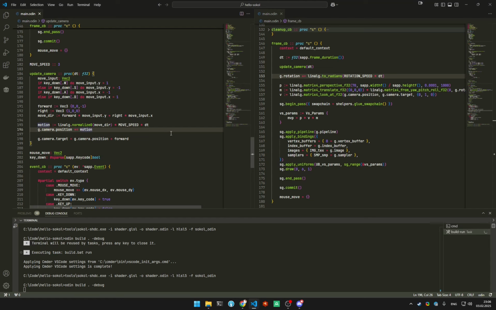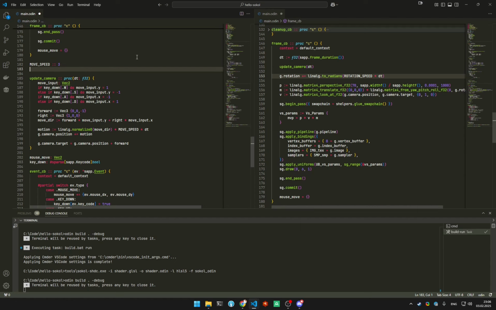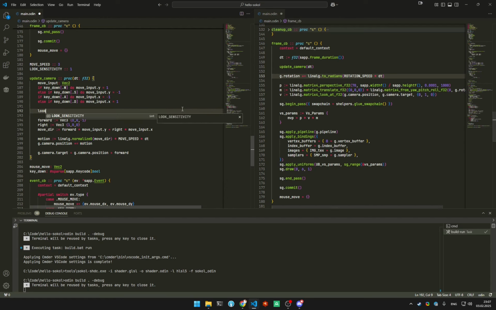So now for the look, what we want to have is, of course, some number to control the sensitivity. So that would be look sensitivity, which would be something like 1 for now. Of course, we should use the proper syntax for constants. And we need to collect the look input. So look input of vector 2, that should be just mouse move, basically, multiplied by look sensitivity. So this is one thing to have.